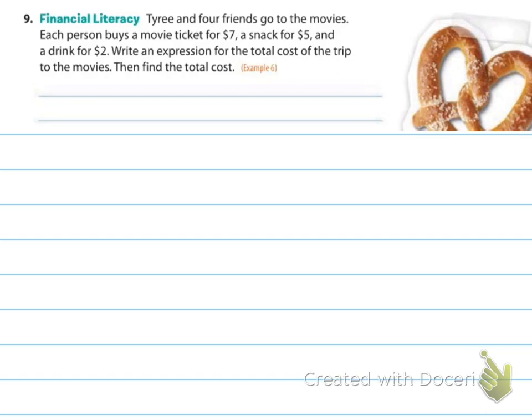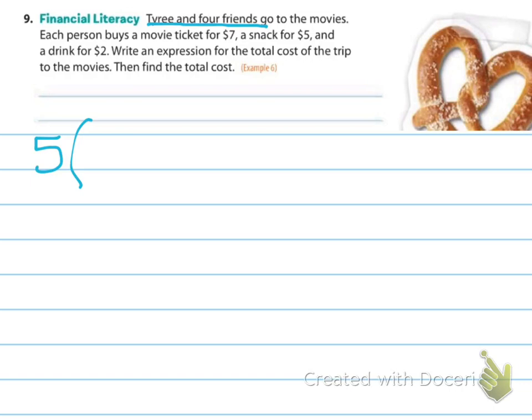Each person buys a movie ticket for $7, a snack for $5, and a drink for $2. Write an expression for the total cost of the trip to the movies and then find the total cost. So we're writing the expression and we're finding out what the total cost is. So I need us to figure out how many people it is. Tyree and 4 friends. That means 5 people.